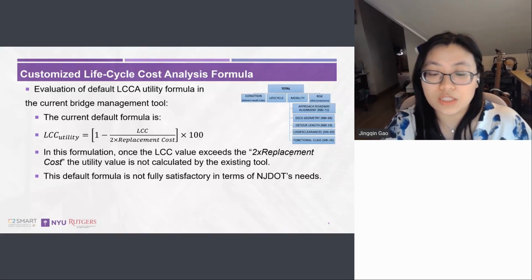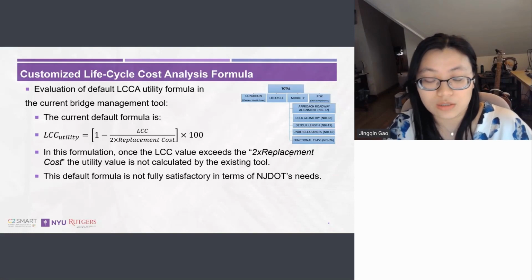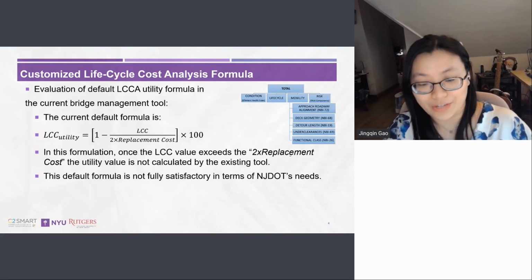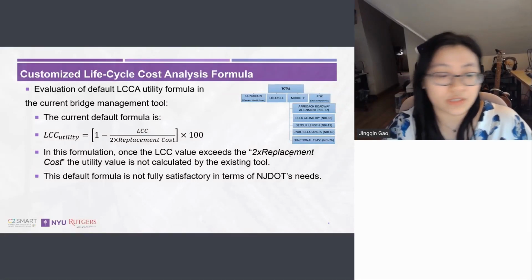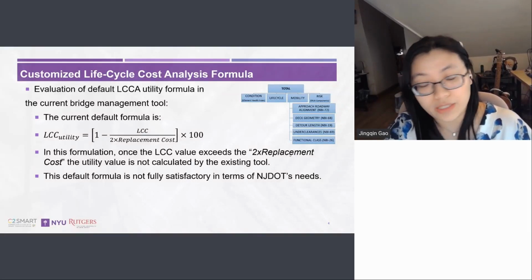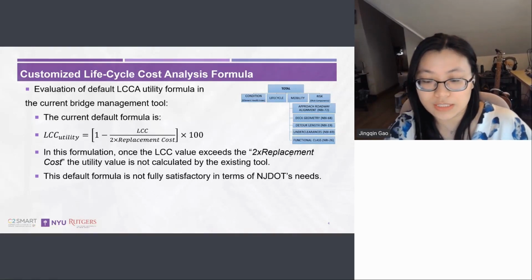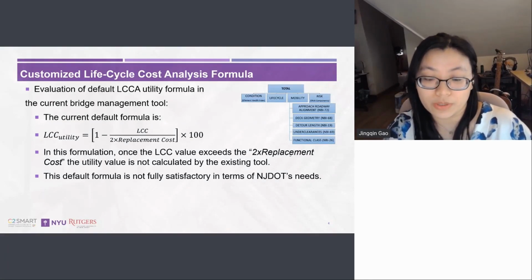But what we found is that once this LCC value exceeds 2 times the replacement cost, the utility of LCC becomes a negative value. And in that case, the utility value is not calculated by the existing tool. This is not fully satisfactory in terms of DOT's needs. So based on these findings, we propose an alternative LCCA scaling formula to overcome this issue.